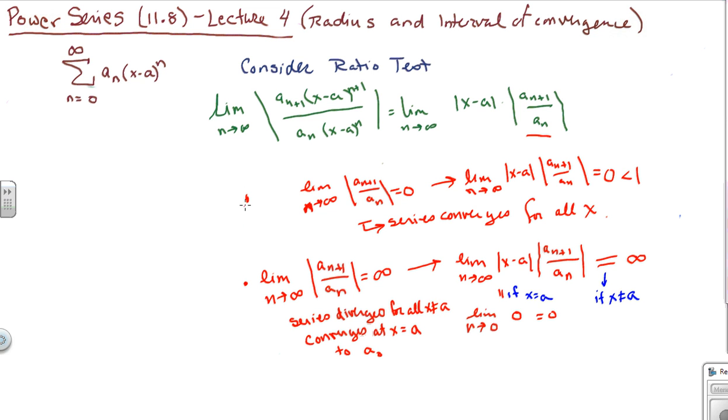So it's possible my power series converges for all x. It's possible it converges only at the point I'm expanding around. Now, what's the other case? Well, the other case is that this limit is non-zero and finite. So let's say that the limit of a n plus 1 over a n is equal to some non-zero finite L. Okay, well then, the limit that we're looking at, x minus a times that, is going to go to what?